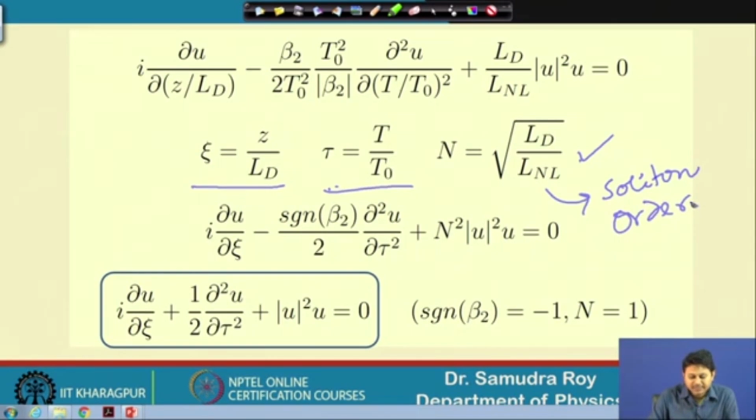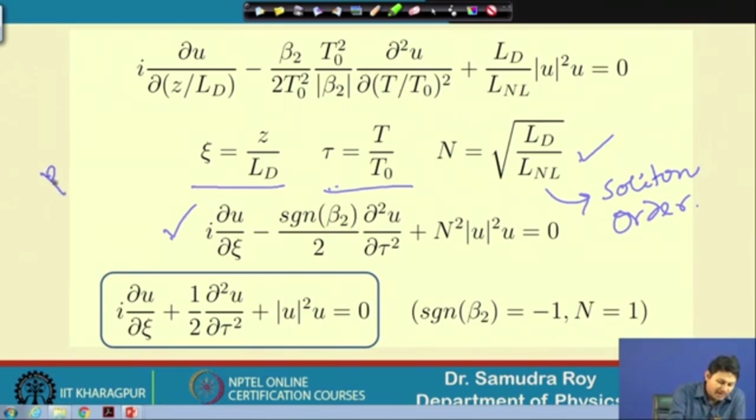Now, please note that if LD is equal to NL, then we have N equal to 1. That means we have Soliton order 1, or sometimes it is called the fundamental Soliton or the fundamental case. Now, if I replace this quantity here, I will have this term in our hand, del u del xi minus signum of beta 2. Signum of beta 2 essentially means the sign of beta 2.